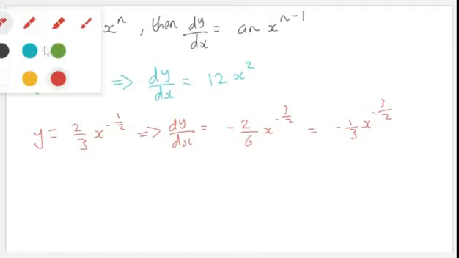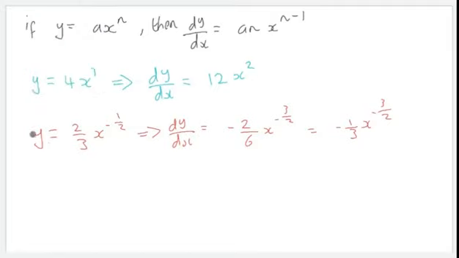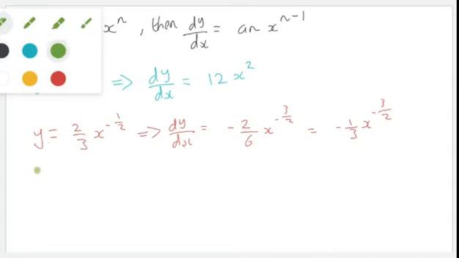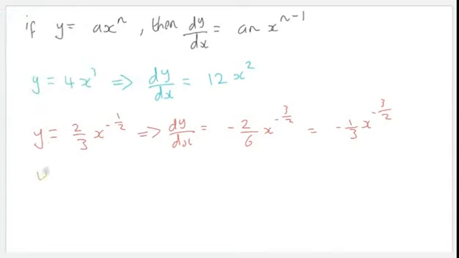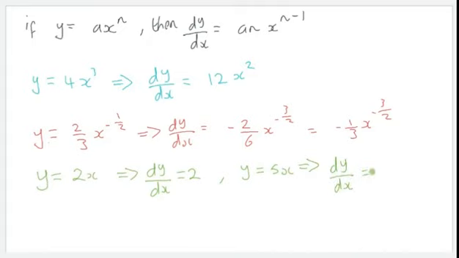And then some ones that are fairly quick to get used to, but still worth noting. Y equals, say, 2x implies that dy/dx just equals 2. Y equals 5x implies that dy/dx just equals 5. Any constant multiplying x, when differentiated, will differentiate to that constant.